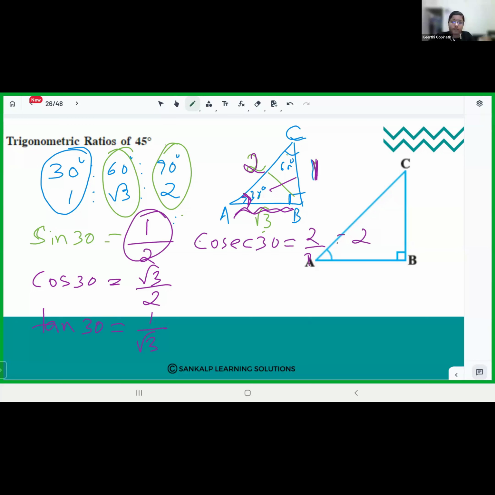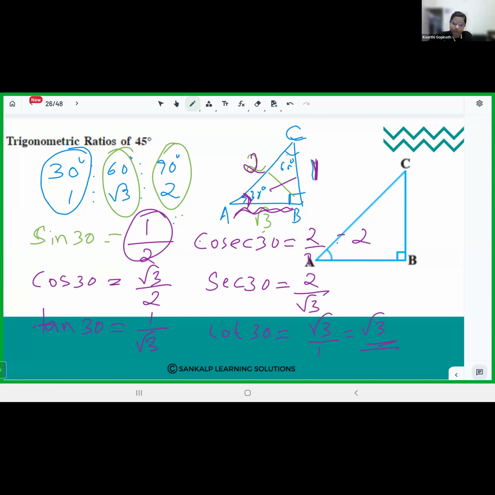Now, what is the value of sec 30? Sec 30 is the reciprocal of cos 30. Reciprocal of cos 30 means just reverse that value. That is 2 by √3. Now, tan 30 is 1 by √3, so what will be cot 30? Just reverse the value because it is the reciprocal of tan. So cot 30 is equal to √3 by 1, that is √3.